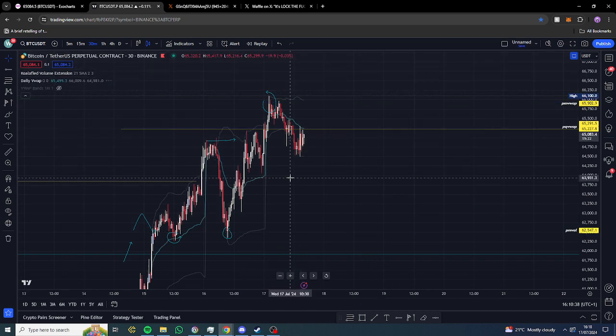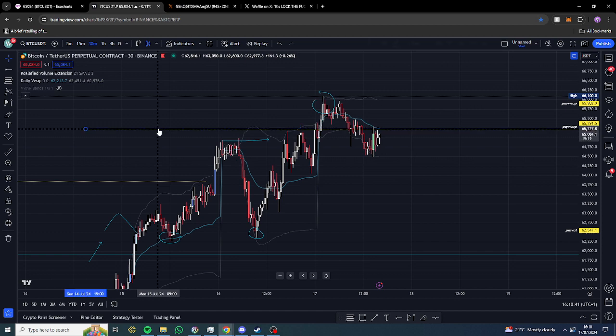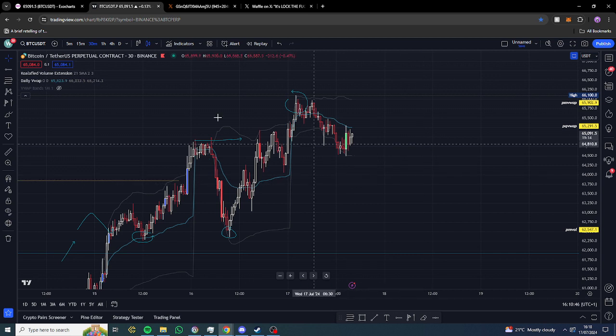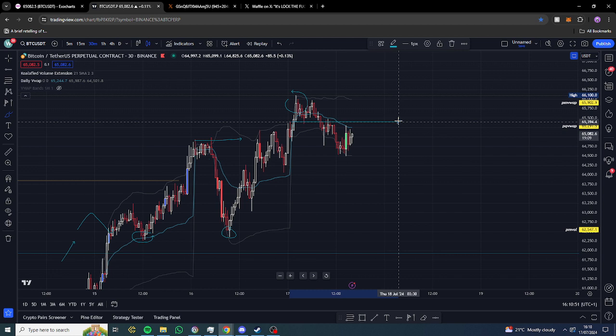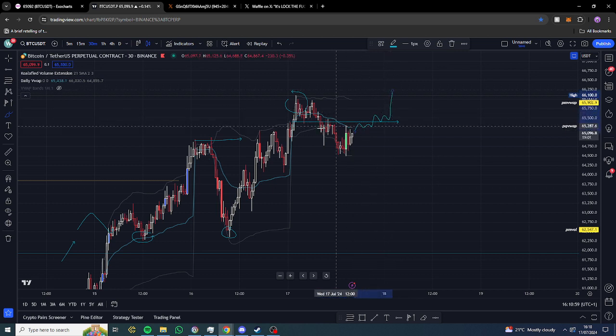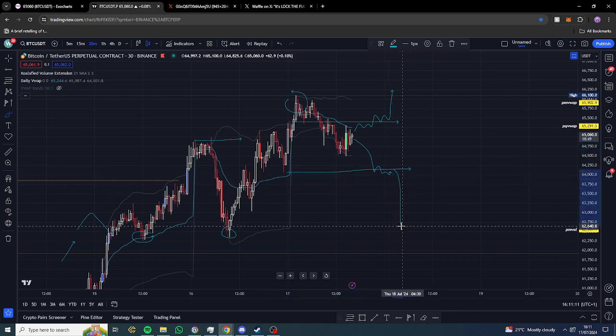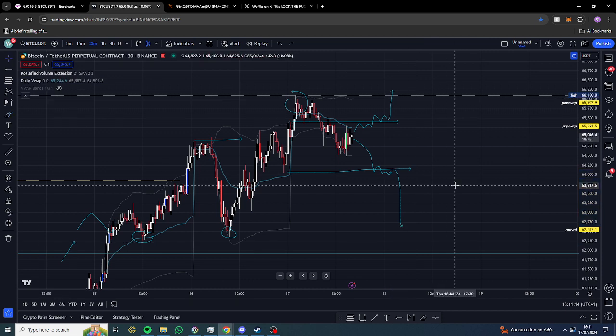Something else I'm looking at is the daily VWAP here. You've got your previous daily value area high here as well. Ideally you want to see it break higher, but if price does fall back into the previous daily value area, you'd expect it to push down into 64k, and if this low isn't reclaimed, you'd expect it to move lower, back down to retest.